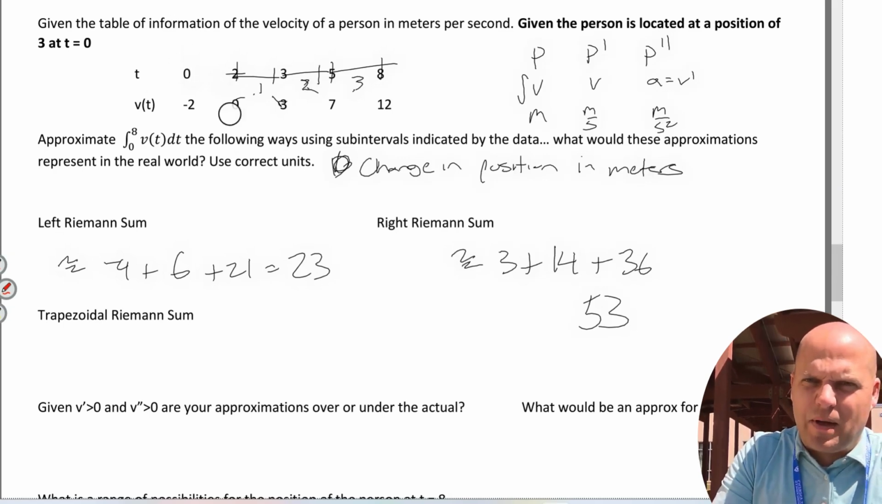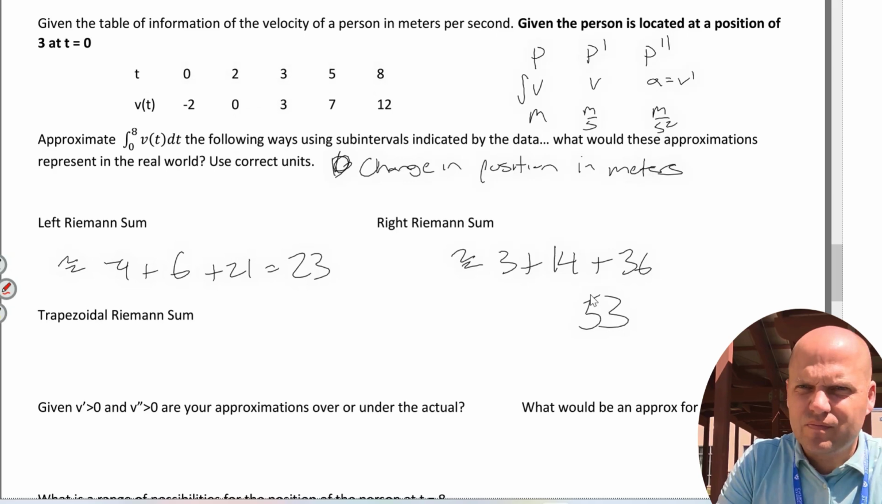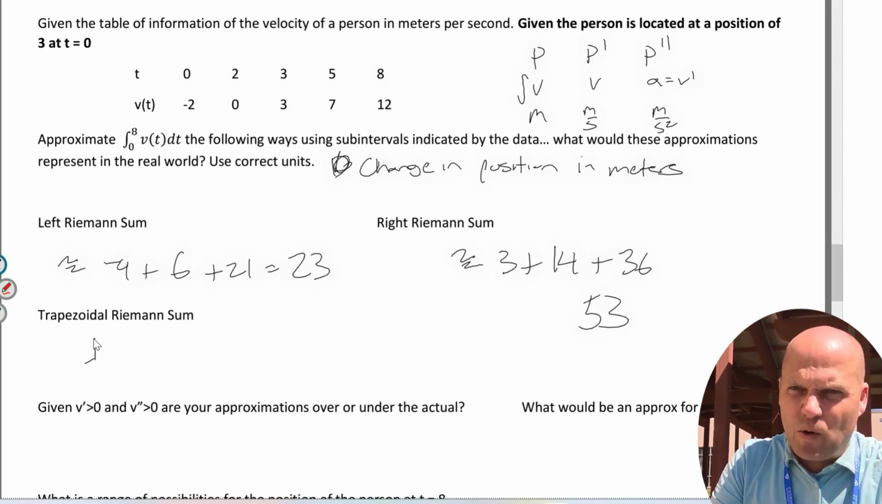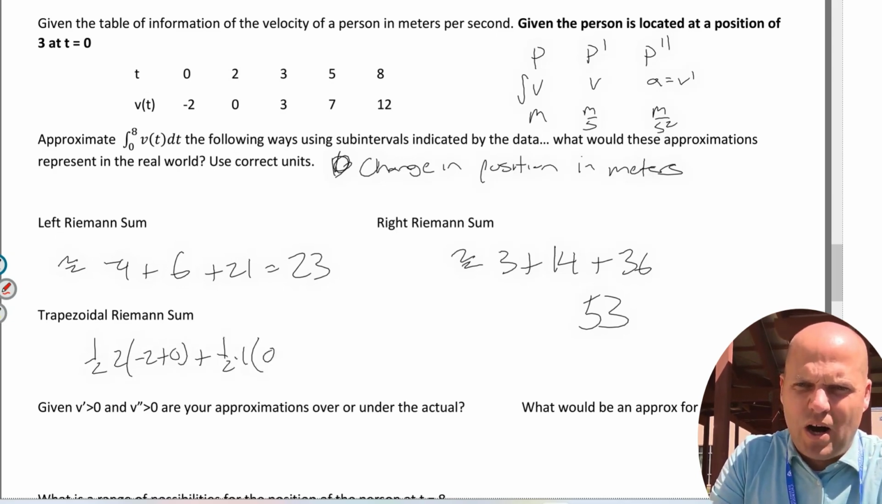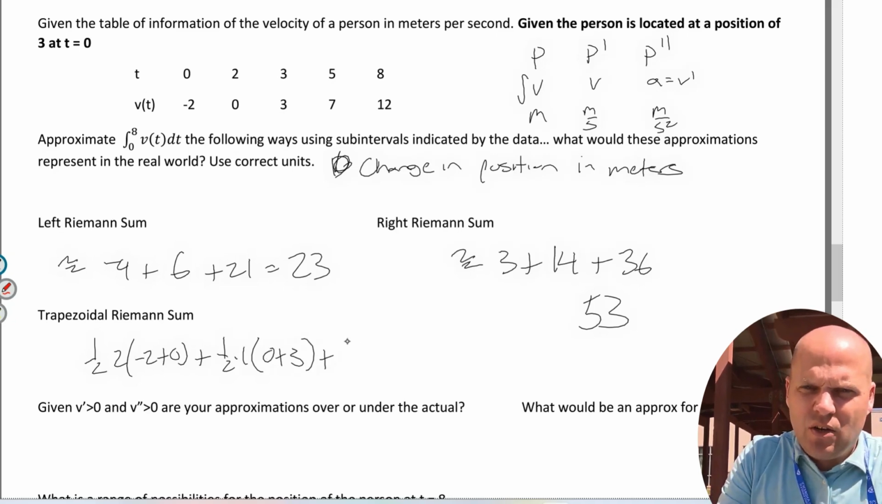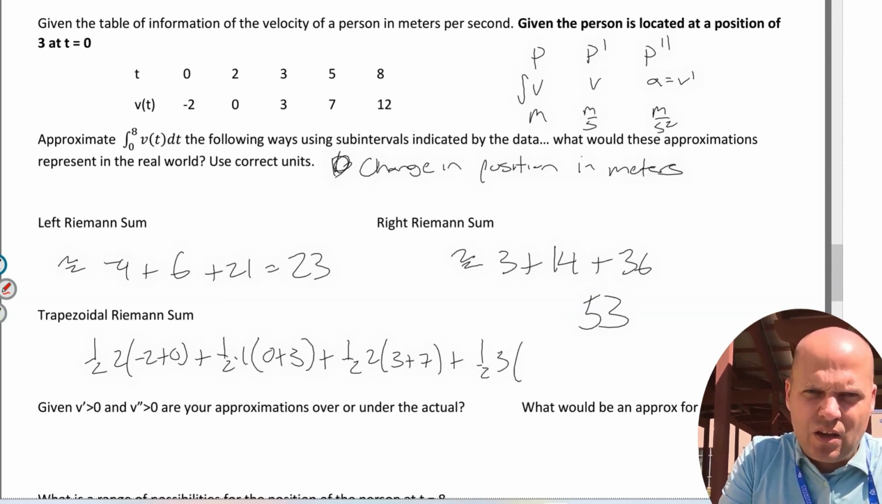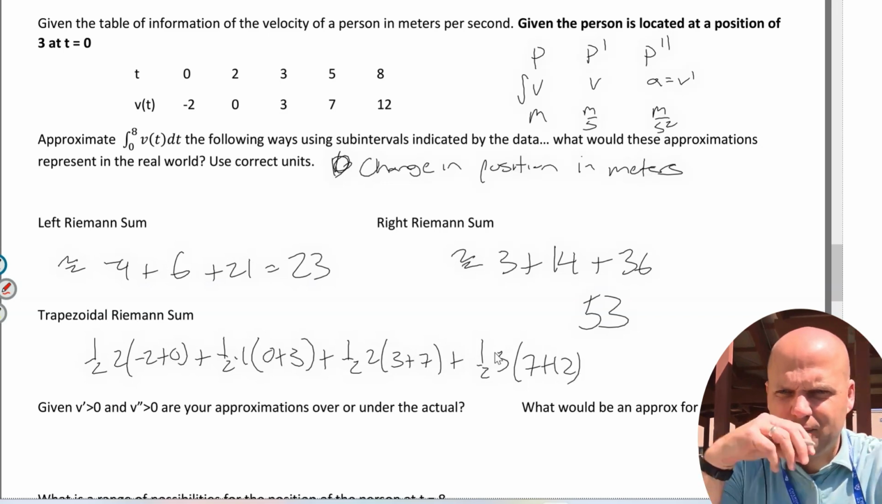Trapezoidal Riemann sum. I'm not going to do the calculation. I'll have 1/2 base length of 2, y on the left, y on the right, plus 1/2 base length of 1, y on the left, y on the right, plus 1/2 base of 2, y on the left, y on the right, plus 1/2 base of 3, y on the left, y on the right.